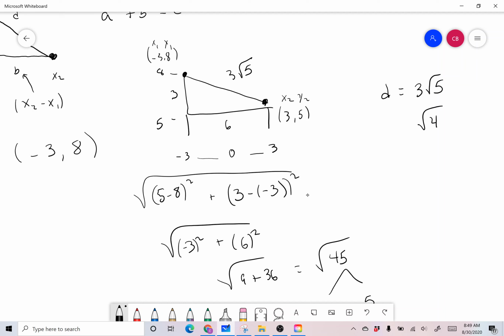So 45 is between the square root of 49 and 36. I think it's somewhere between here and here. So I would say this is probably 6.8 or something like that, if I estimated it. All right, with that being said, that's pretty straightforward.